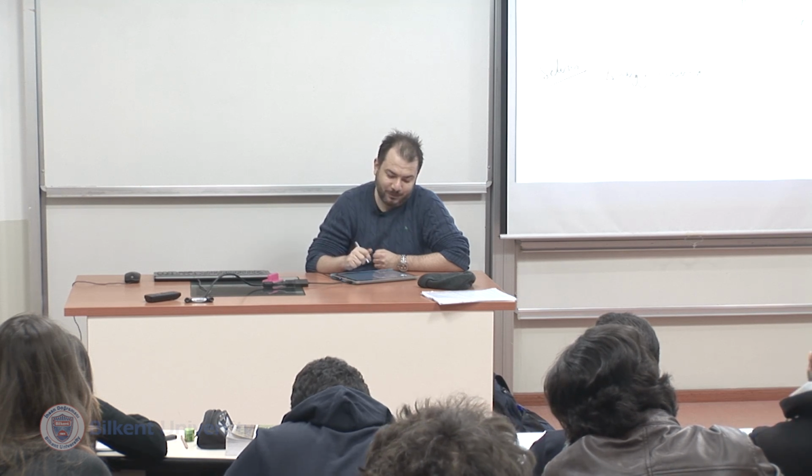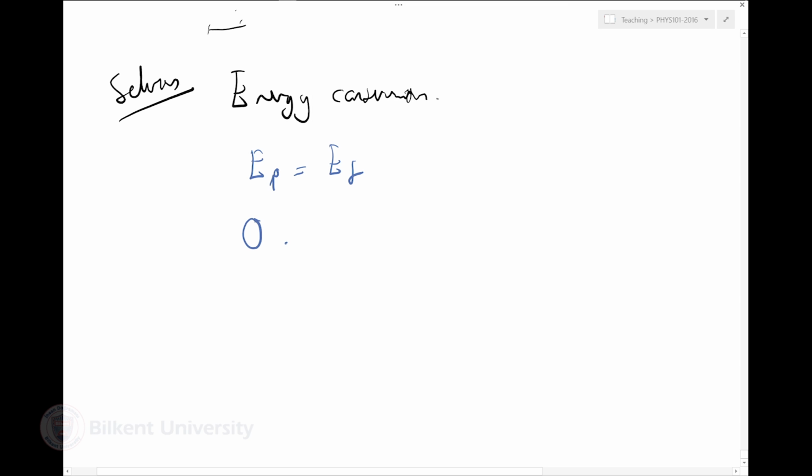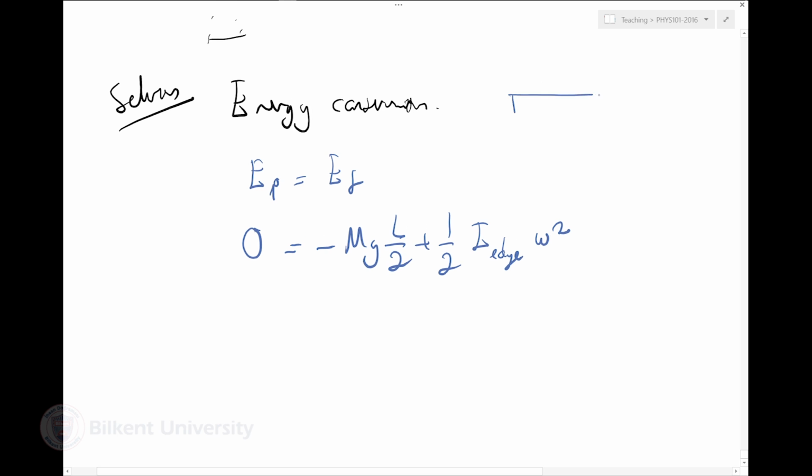Let me do my solution. Energy initial is equal to energy final. Energy initial is 0. Final energy is minus mg L over 2 plus 1/2 I edge times omega squared. And I remember the following. Around the center of mass, my moment of inertia for a uniform rod of length L was mL squared over 12.